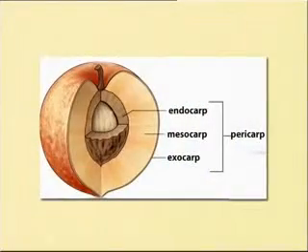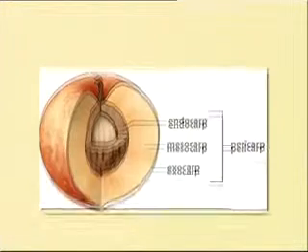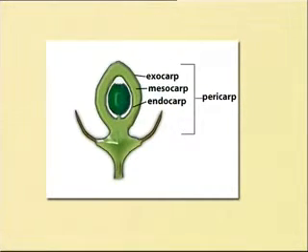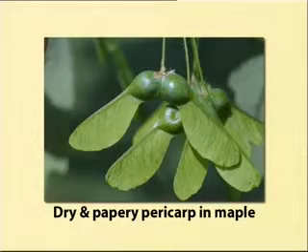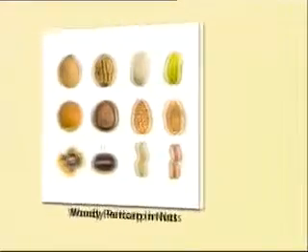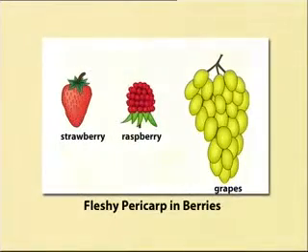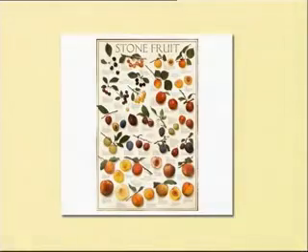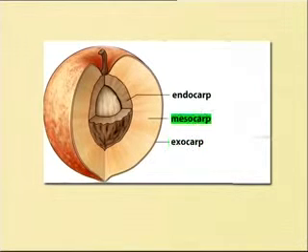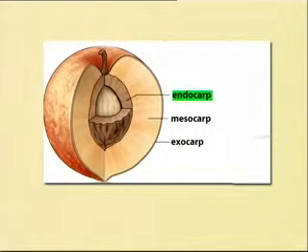In true fruits, the outside of the fruit is called the pericarp and develops from the ovary wall. The pericarp can be dry and papery, as in maple, or it can be woody, as in nuts, or even it can be fleshy, as in berries and stone fruits. The pericarp of some fruits is further differentiated into specialized layers called exocarp, that is fruit skin, mesocarp, that is fruit flesh, and endocarp, that is inner cell layers.